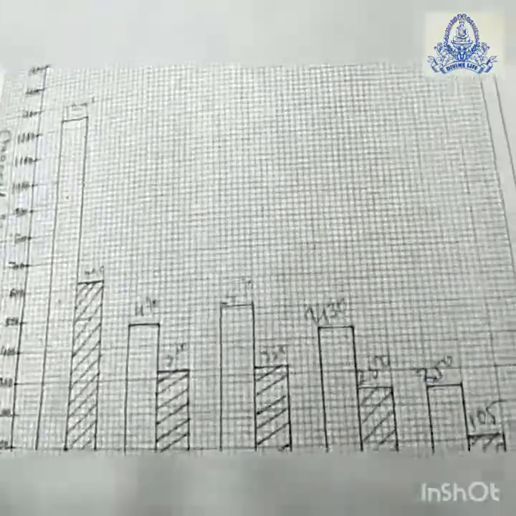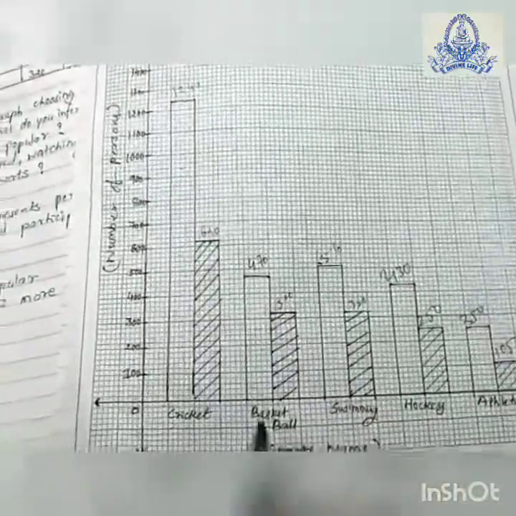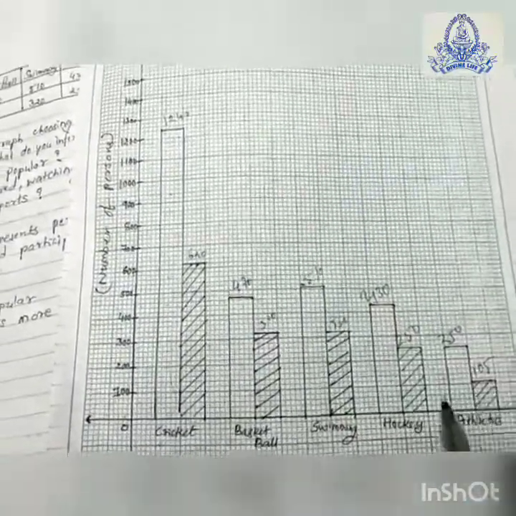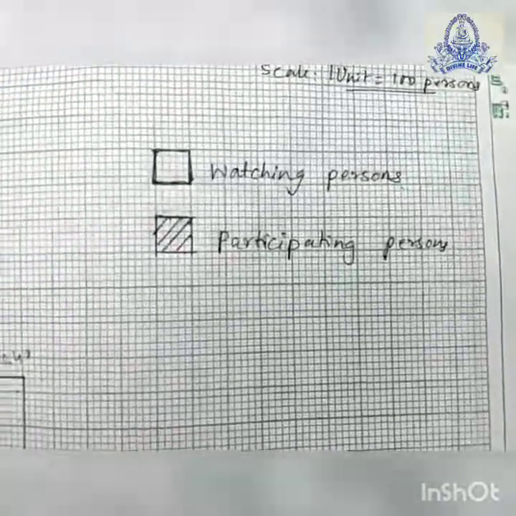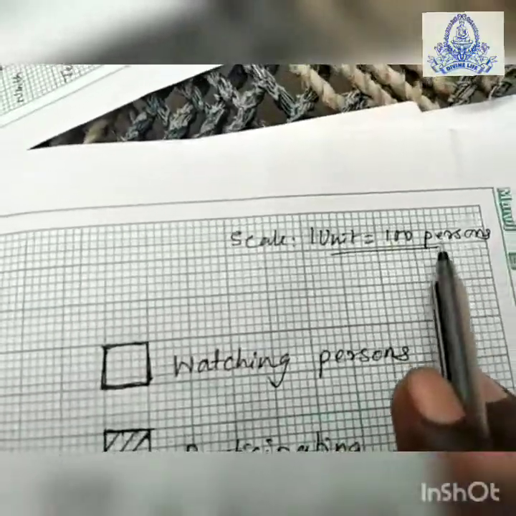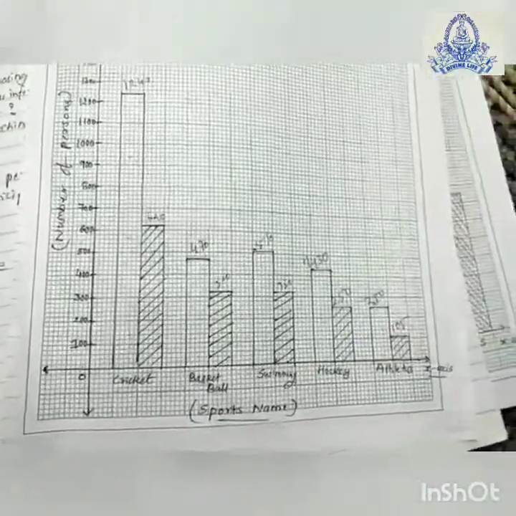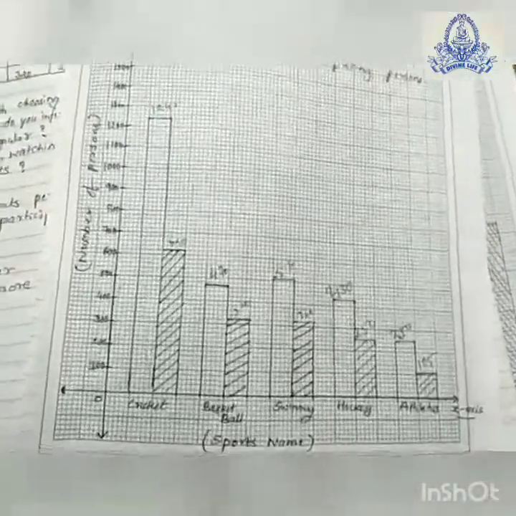So like this you can see we can draw the double bar graph. After leaving a 1 centimeter gap between each double bar, you can draw both data, watching persons and participating persons. The scale we have taken is 1 unit equal to 100 persons. By this way you will draw a bar graph. The bar graph should be neat and clear.